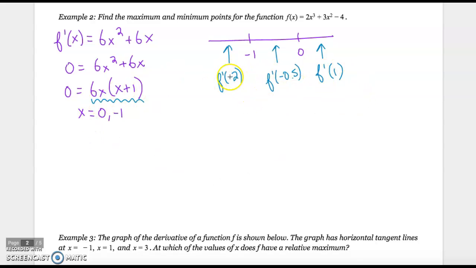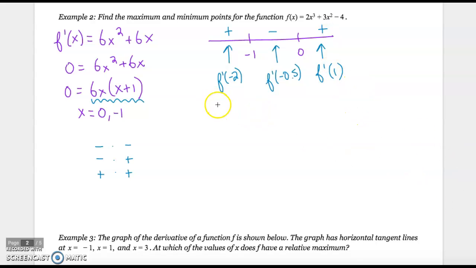So like if you plug in a -2 for your x values here, -2 times 6 is a negative number. -2 plus 1 is another negative number, so you have a negative times a negative, which is a positive. When we try -0.5, -0.5 times 6 is a negative number. -0.5 plus 1 is a positive number. So when you do a negative times a positive, you end up with a negative. And then f prime of 1, if I plug 1 in here, I get a positive number. And if I plug 1 in here, I get another positive number. And a positive times a positive is a positive.